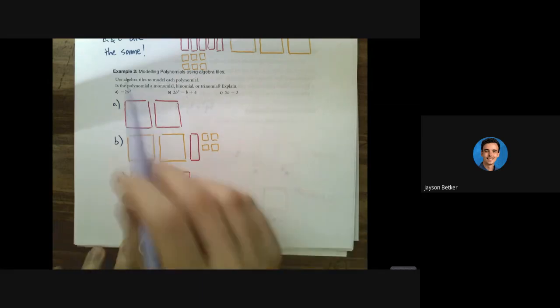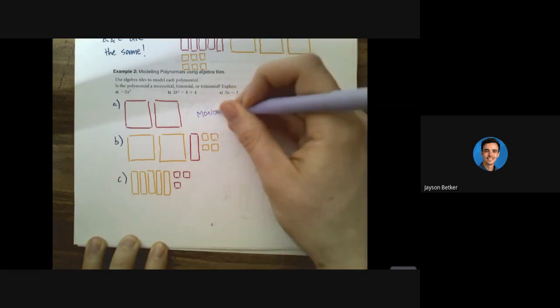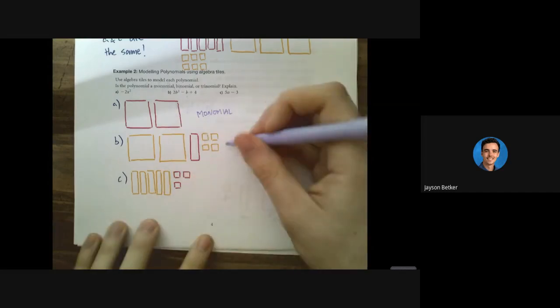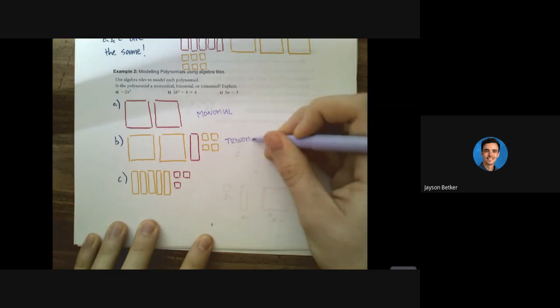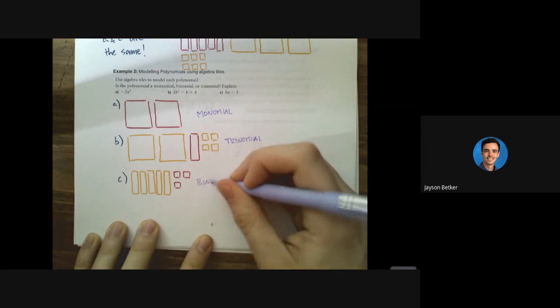And I want you to think, you can pause the video right after I ask this. What are each of these? Which of these is a trinomial? Which of these is a binomial? Which of these is a monomial? Okay. This only has 1 term, right? So this one would be our monomial. It's a hard word to say, monomial. This one has 3 terms. This one would be our trinomial. And this one has 2 terms. This one would be our binomial.